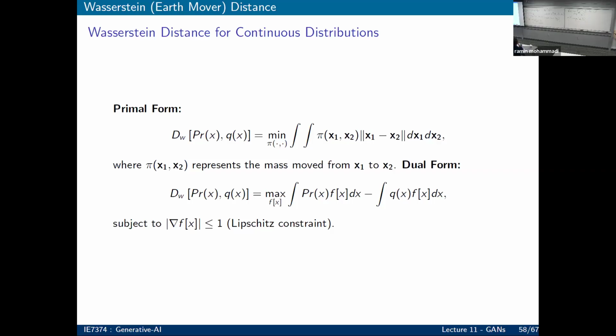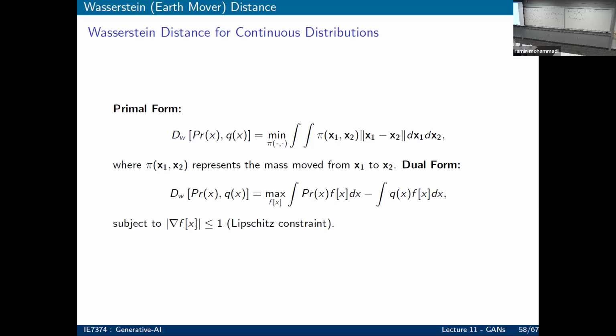Now, the full derivation for these formulas is also given in another slide. If you go on the repo, it says Wasserstein distance with the full derivation of these. But what you will see is that in Wasserstein's distance, we put these constraints on the gradients.